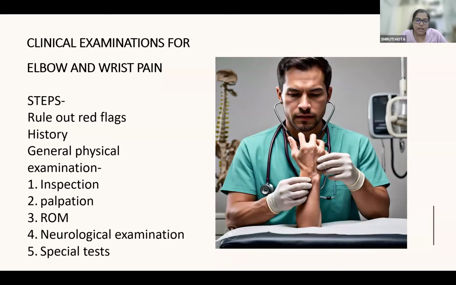Then after ruling out the red flags, as in a common pain clinic, we have to take the history and a few examinations, and this is the standard protocol in a pain clinic to start the examination. These are the things that you should remember: inspection, palpation, range of motion, neurological examination, and a few special tests. This is the sequence of examinations that we follow for wrist and elbow examination.